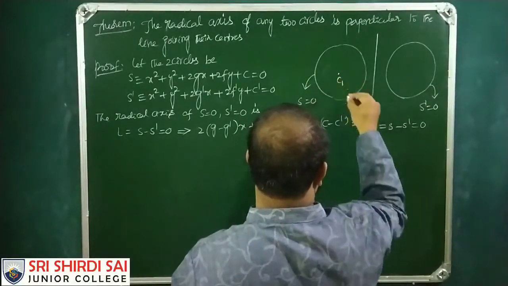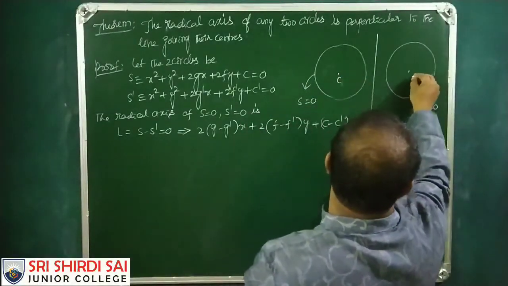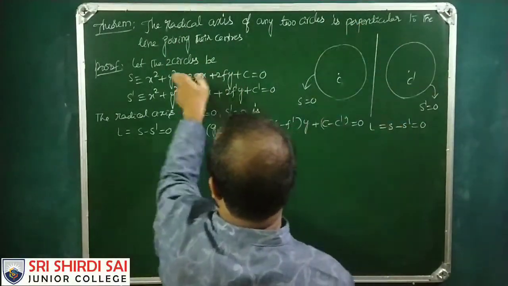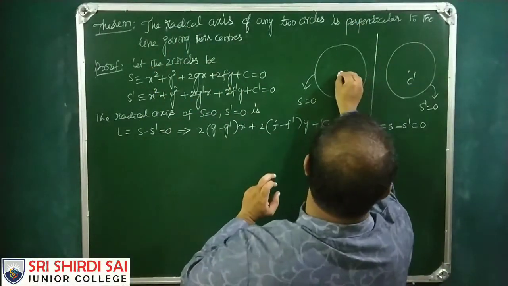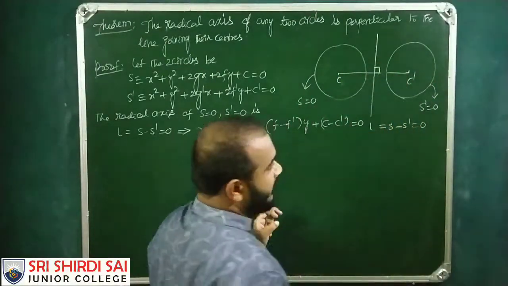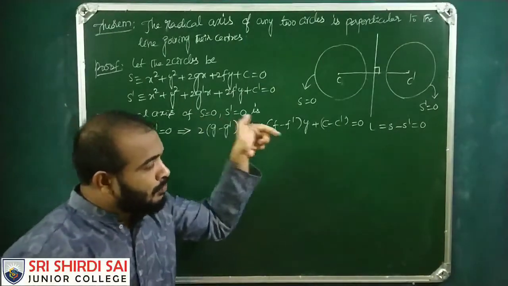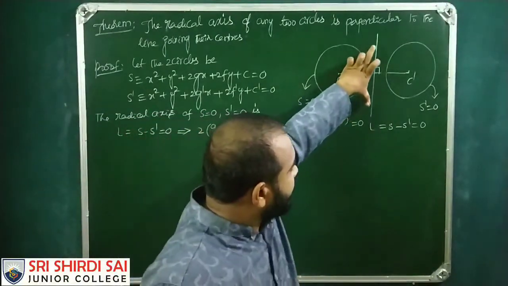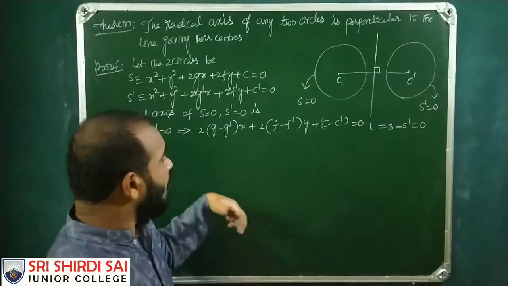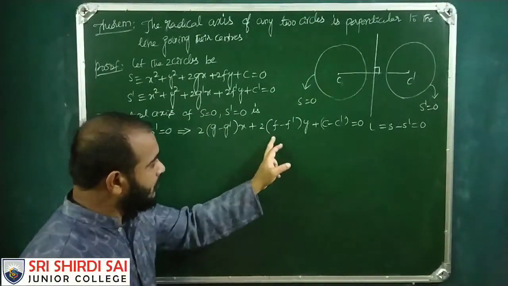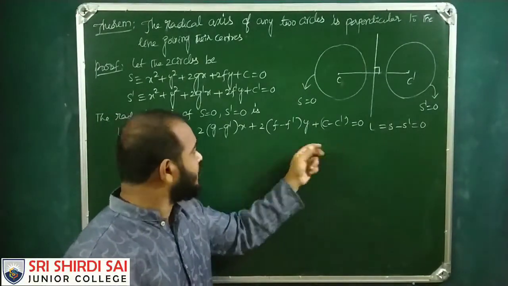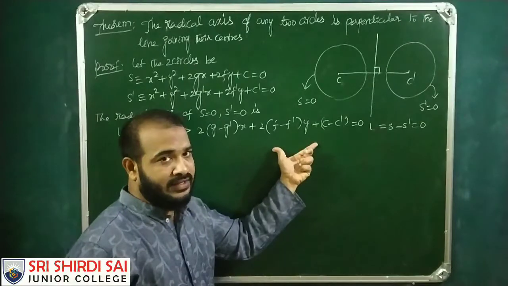So let us take the centers C and C dash. The radical axis is perpendicular to the line joining their centers. So the line joining the centers is this. This radical axis is perpendicular, is what we need to prove. To prove this, let us find the slope of this radical axis. What is the slope of the line ax plus by plus c equals to 0? Minus a by b, minus coefficient of x by coefficient of y.